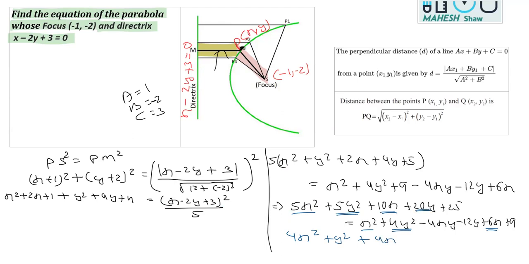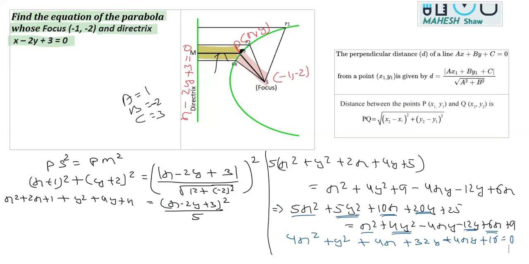We have 20y plus 12y, that is 32y. We don't have an xy term on the right, so I'll be writing plus 4xy on the left-hand side. And then dealing with the constants here, the constant is 25 on the left and 9 on the right, so it will be plus 16 equal to 0. So as you know, this (x, y) I have taken here as the general point, and therefore we can say that this equation will satisfy the equation of the parabola. So at the end, we got the equation of the parabola as this.